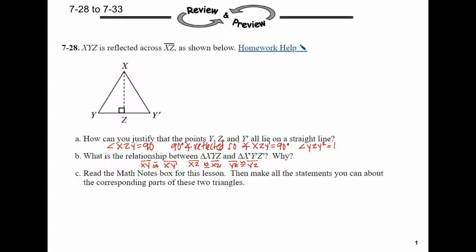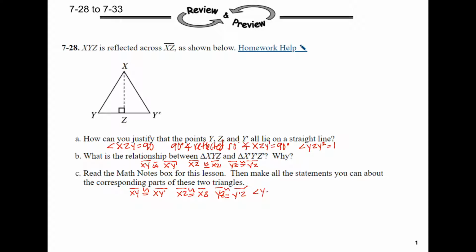Letter C says, read the math notes box for this lesson, then make all the statements you can about the corresponding parts of these two triangles. After you read that math notes box, you can conclude that line segment XY is congruent to line segment XY prime. XZ is congruent to XZ. YZ is congruent to Y prime Z.